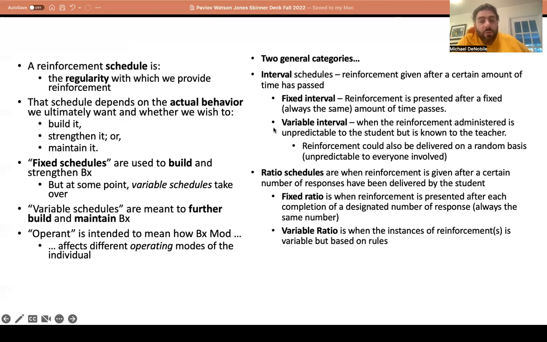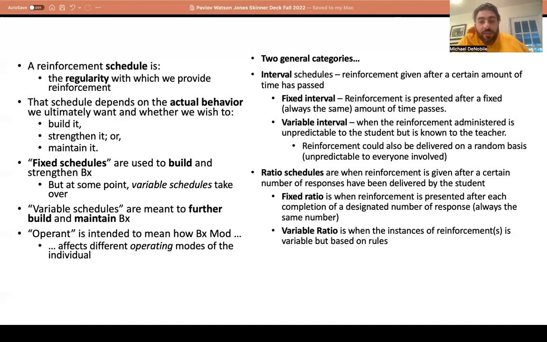Ratio schedules are when reinforcement is given after a certain number of responses that have been delivered by the student. A fixed ratio is when the reinforcement is presented after each completion of a designated number of responses, always the same number. So after 5 questions, you can go and play with your Legos. So you answer 5 questions, you play with your Legos. You answer questions 6 through 10, you play with your Legos.